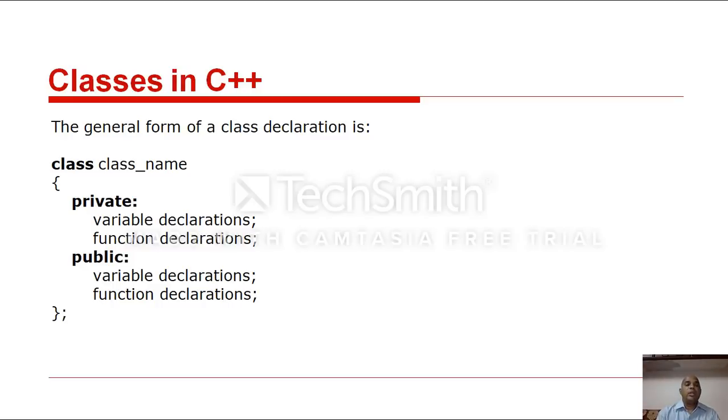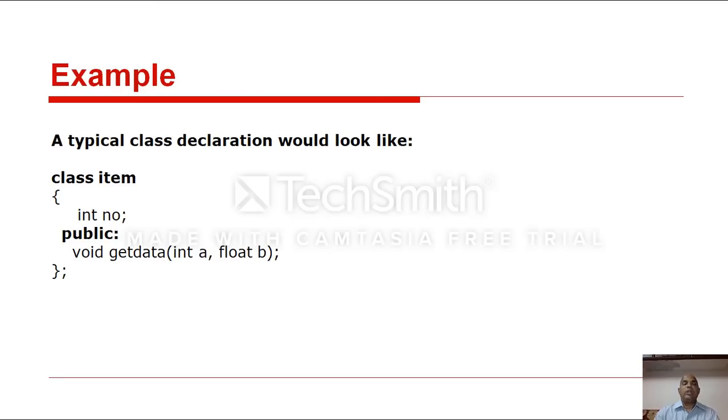Once we define the variables and functions in public visibility, we can use them inside the class and outside the class. Then this is an example class. Integer number is a local variable in the private visibility, and then the public visibility has void get data, integer a comma float b. These two are the arguments of the function get data. This is the example of the class.